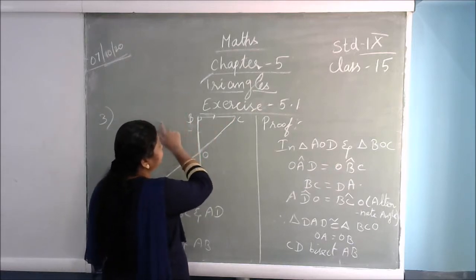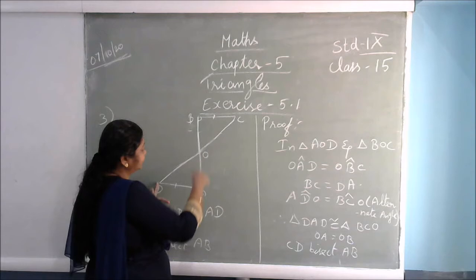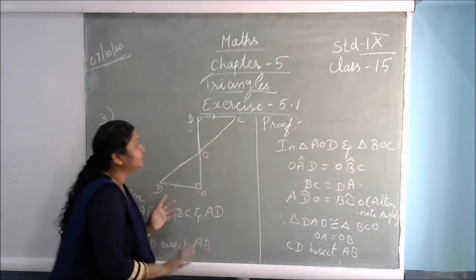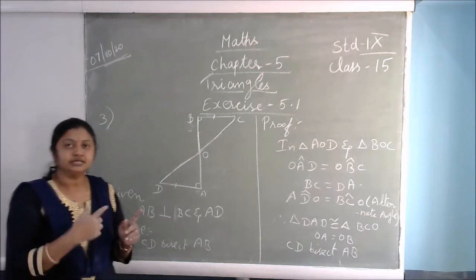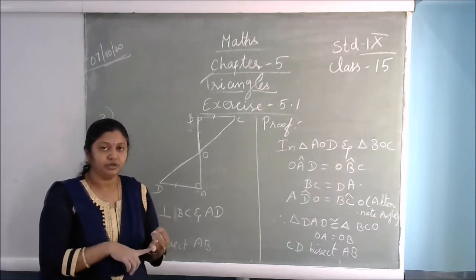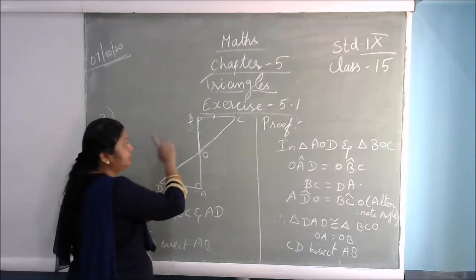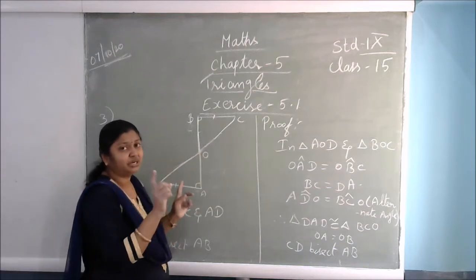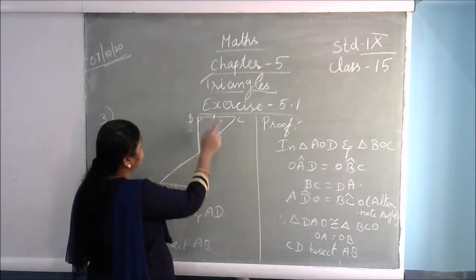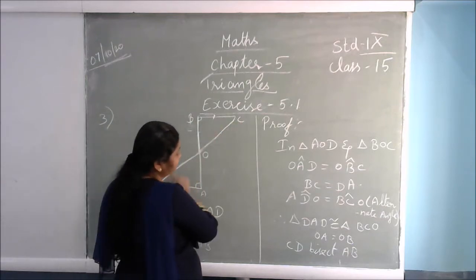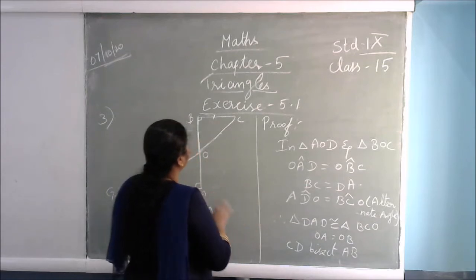See this angle and this angle. If you extend these two lines, you will get a transversal line. So this angle and this angle are alternate angles. Alternate angles are always equal. Alternate means if the lines are parallel, then only alternate angles are equal. These lines are parallel, so C and D are alternate angles. So these two angles are also equal.